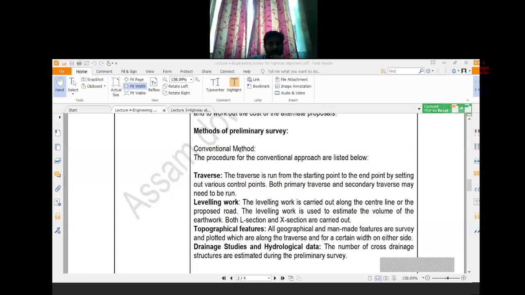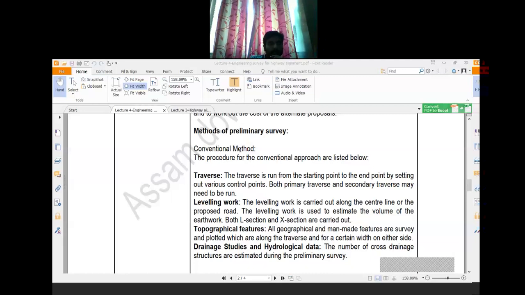You know about the traversing, so you know about the first point and last point of your alignment. From the first point to the last point, you need to go by circle and position different control points. Both primary traverse and secondary traverse may need to be learned. So the next one is leveling work.